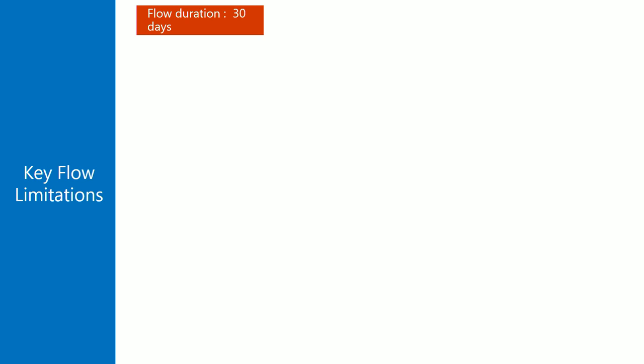Flow duration is 30 days. After 30 days, your flow stops. There's no trace of your flow anymore. For some people, that's not good. So we need to go beyond 30 days.